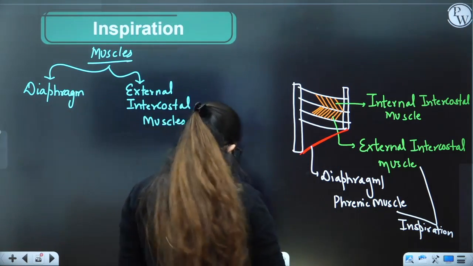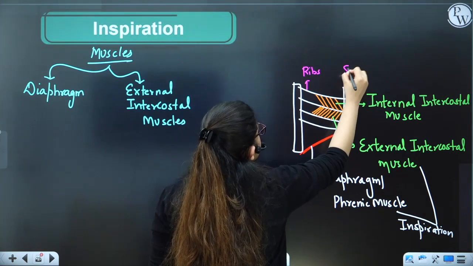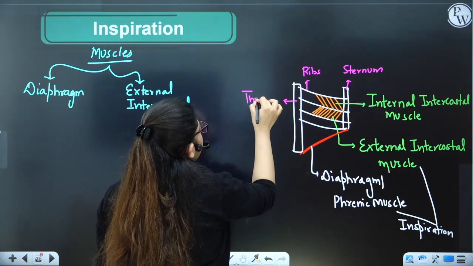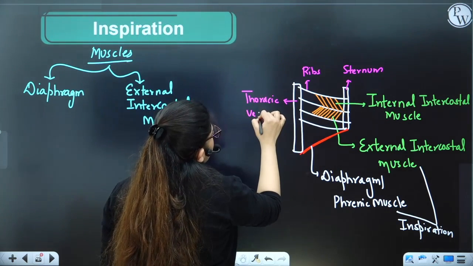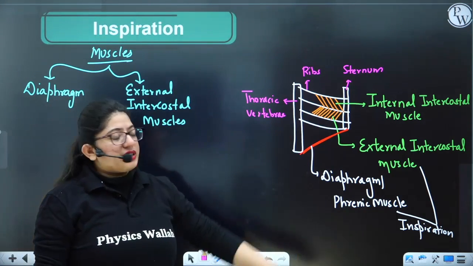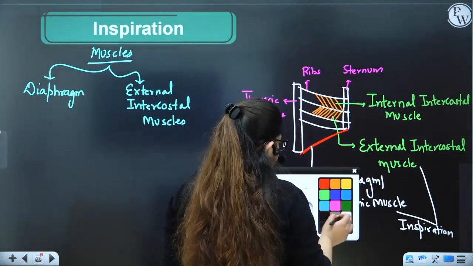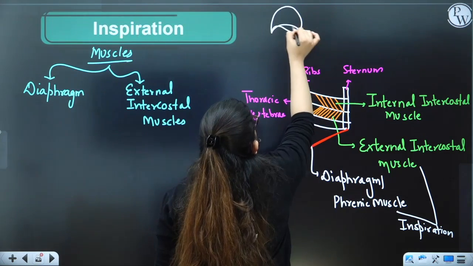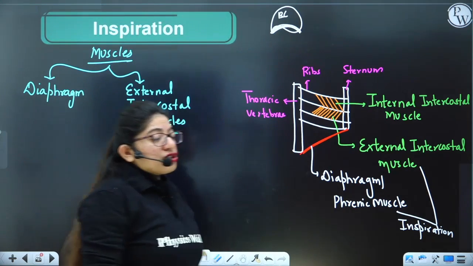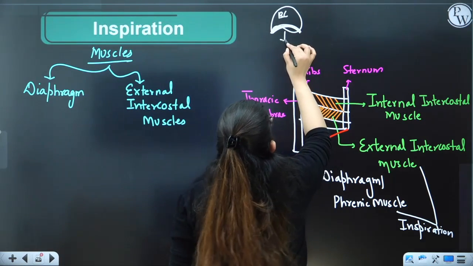So these are your ribs. This is your sternum. And this is your thoracic vertebrae, your vertebral column. So this is your rib cage, right? Whenever the phrenic muscle is going to contract, you know how your phrenic muscles are present. If this is your entire rib cage, the phrenic muscles are present just here. This is the rib cage and this is your phrenic muscle. So whenever your phrenic muscle contracts, it is going to move downward.